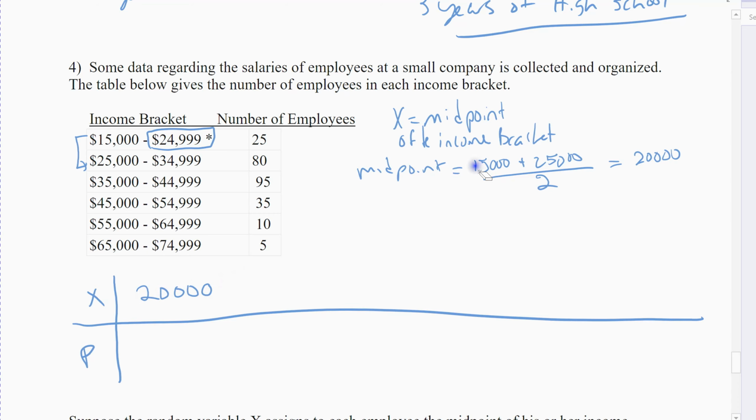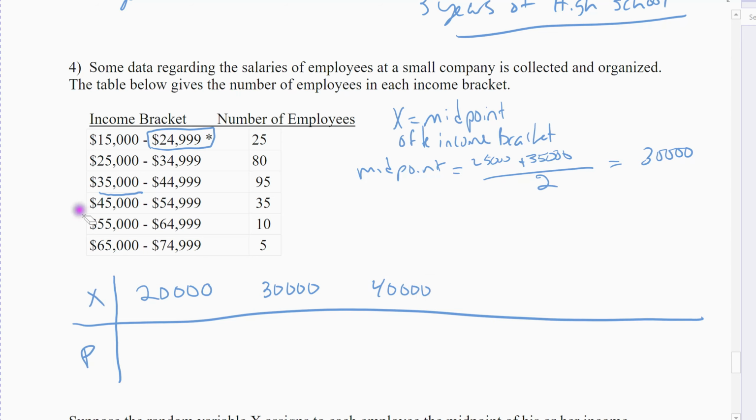The next one will be found the same way. As I look between 25,000 and 35,000, my next bracket starts at 25 and goes up to the next one, 35. So 25,000 plus 35,000 is 60,000 divided by 2, so that comes out to 30,000. It goes by 10, so the next one is 30,000. The next bracket is 35,000 up to 45,000. The halfway point between 35,000 and 45,000 is 40,000. So that's the next one.